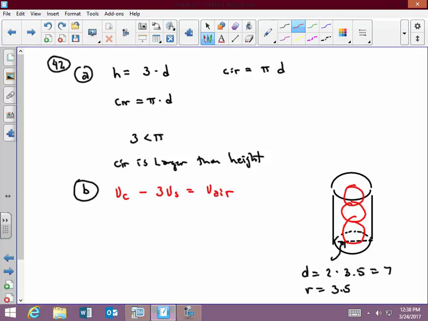So that's what we're going to do here. So the volume of the can is the area of the base times the height, and the volume of the sphere is 4/3, and it's 3 times 4/3 pi r cubed, isn't it? That's the formula, isn't it? 4/3 pi r cubed, I'm pretty sure. This is going to equal volume of air.